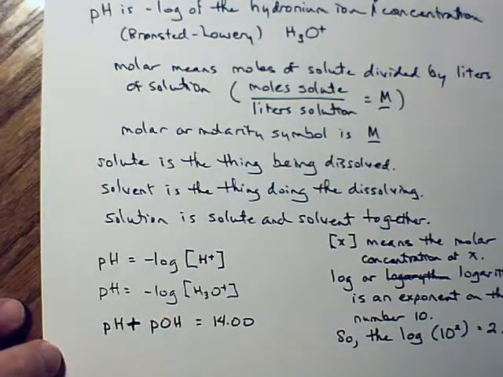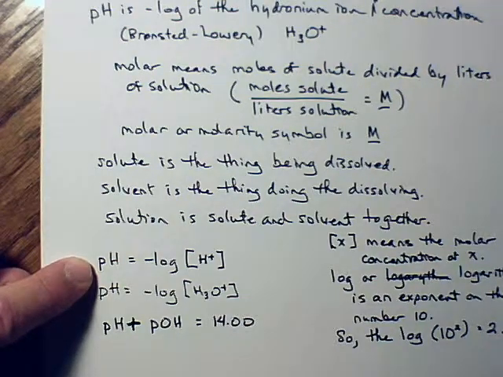Negative logarithm of the hydrogen ion concentration, that's what pH means. The little letter p always means negative logarithm. The little letter p in front of anything means the negative logarithm.